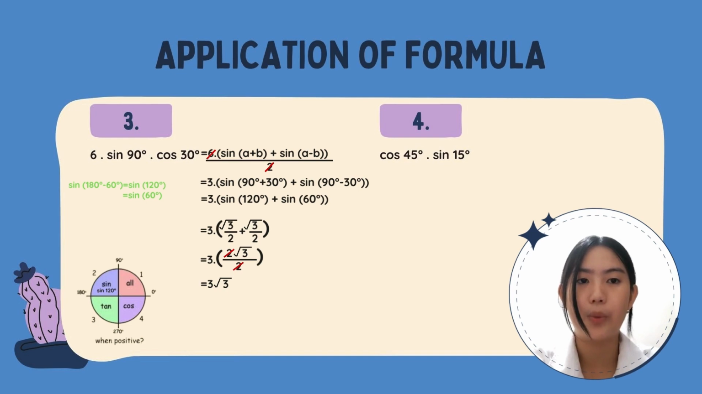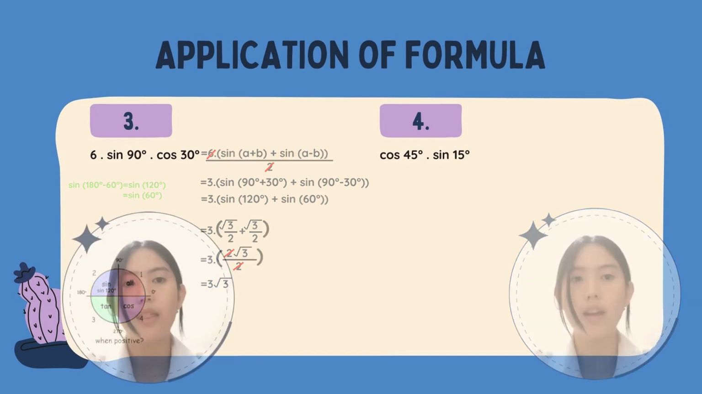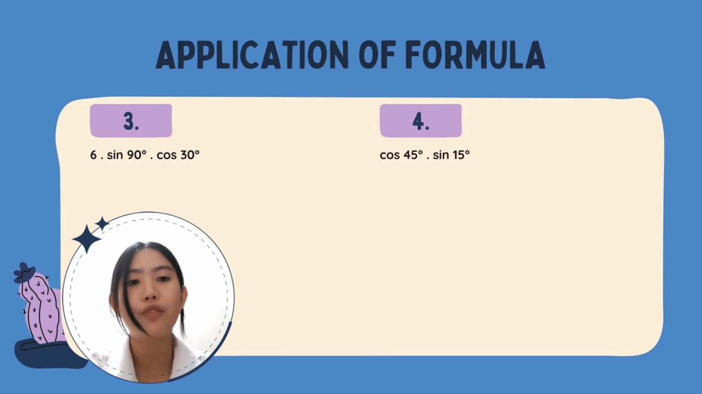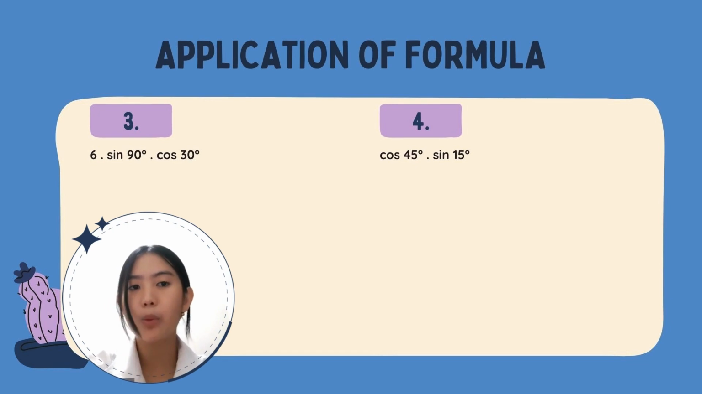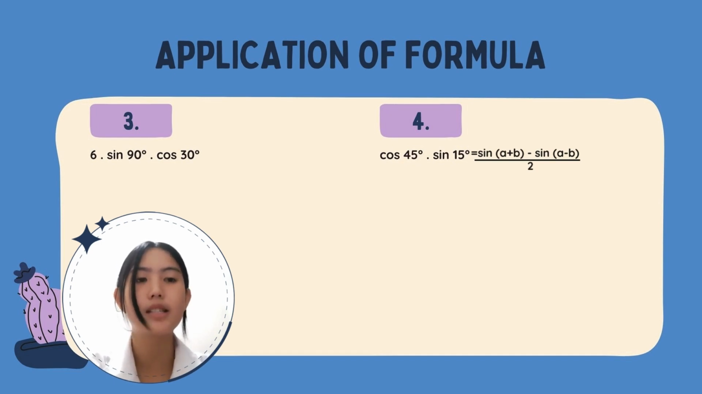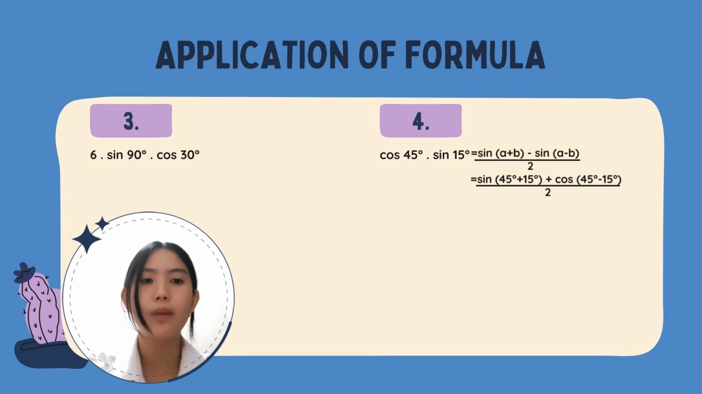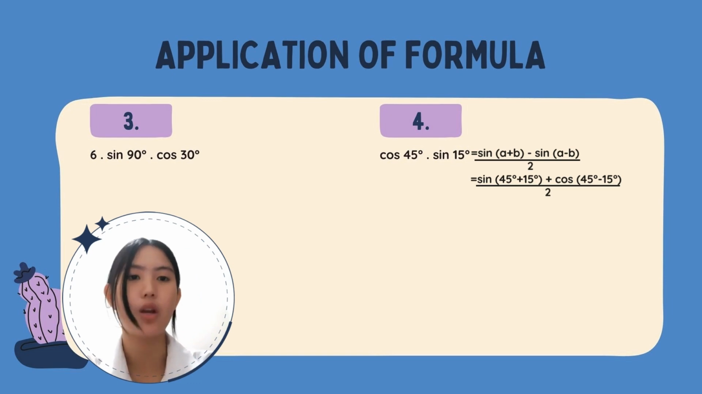And then we are going to head into the next question again. Number 4, the last question. Here we have cos 45 degree times sin 15 degree. For this number, we're going to use the formula of cos A times sin B. Write down the formula. Sin in the bracket A plus B minus sin in the bracket A minus B over 2. Insert the value of A and B. So we're going to write down sin in the bracket 45 degree plus 15 degree minus sin in the bracket 45 degree minus 15 degree over 2.